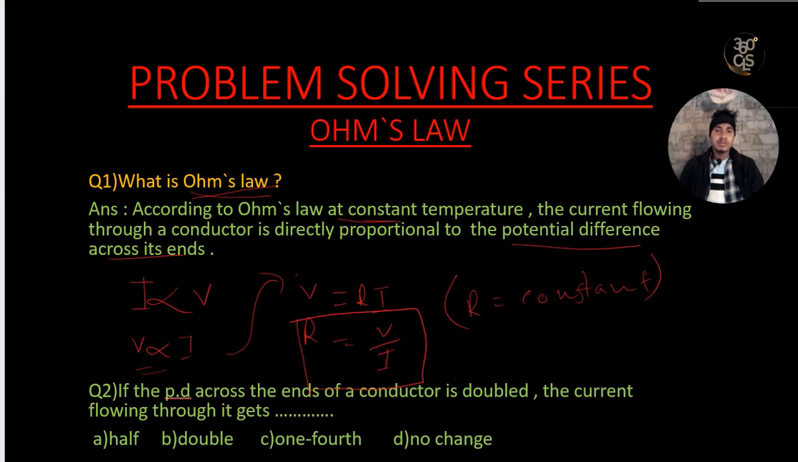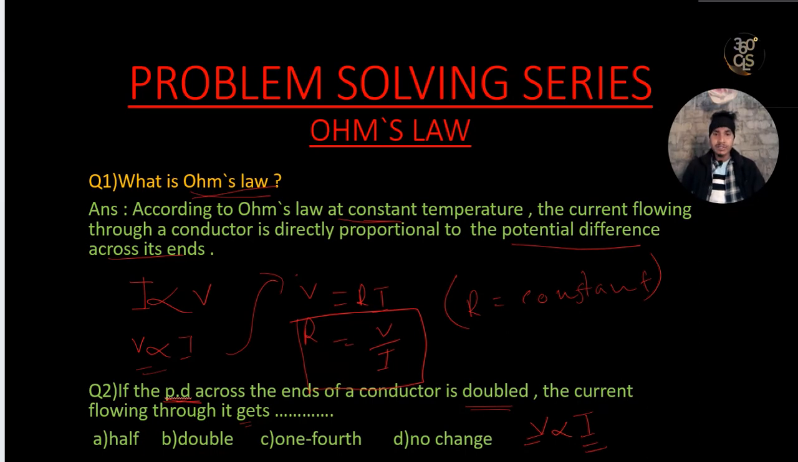So the next problem is, if the PD, that is potential difference, across the ends of a conductor is doubled, the current flowing through it gets what? PD means voltage, or you can say potential difference. So from Ohm's law we know that V is directly proportional to I. So if V increases, then our I will also increase with equal amount.